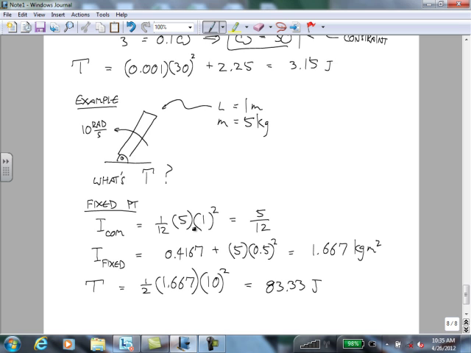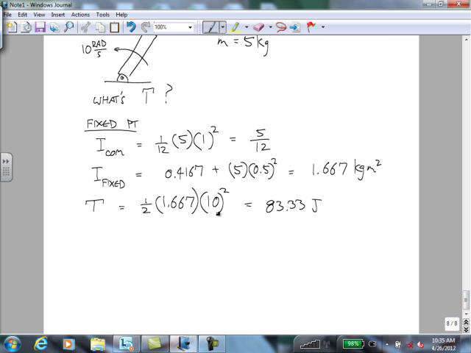This one you could also do the other way. Using the center of mass as your about point always works; it just isn't as simple when you have a fixed point. So you could do it with the about point at the center of mass. The moment of inertia about the center of mass is 0.4167 kilogram meters squared.